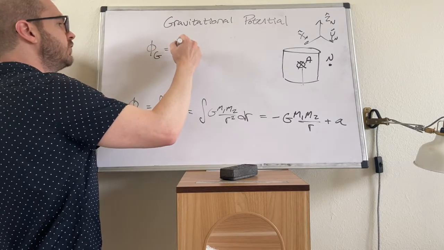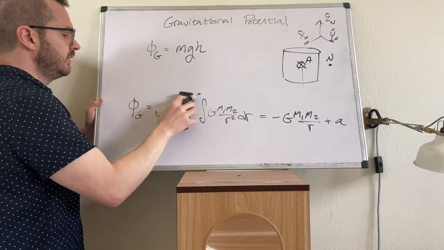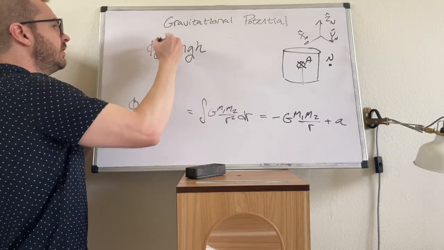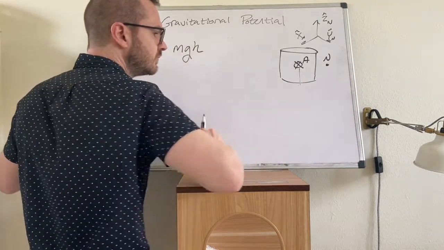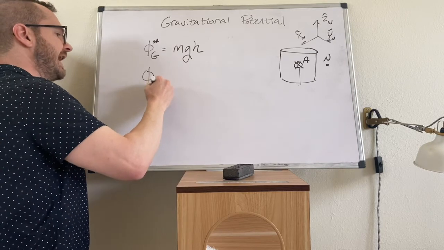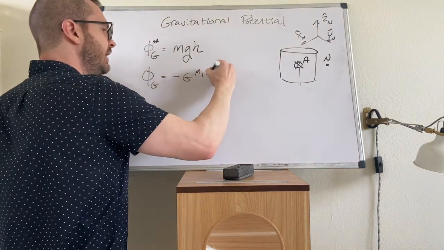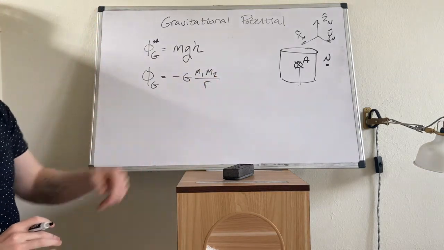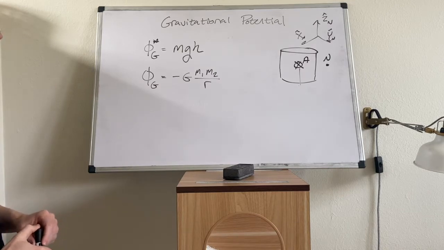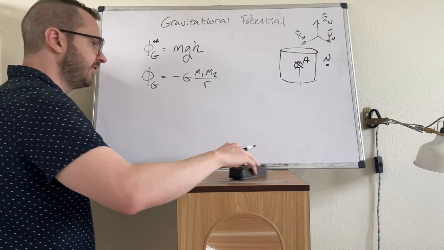We had the original one, and that was mgh, and now we have the real one. I'll put a little star on this one because that's our simplified. The actual gravitational potential is negative capital G m1 m2 over r. And same story with those integration constants. We had some offset. So these look very different, but if you actually plot these, you get some interesting behavior.